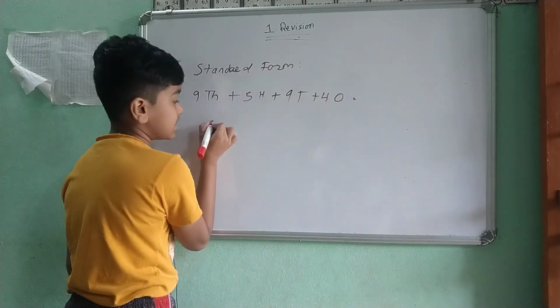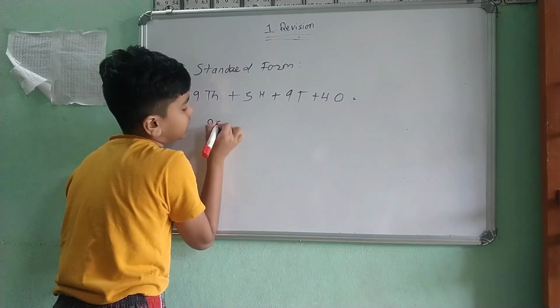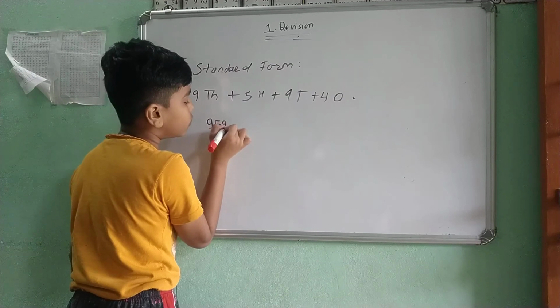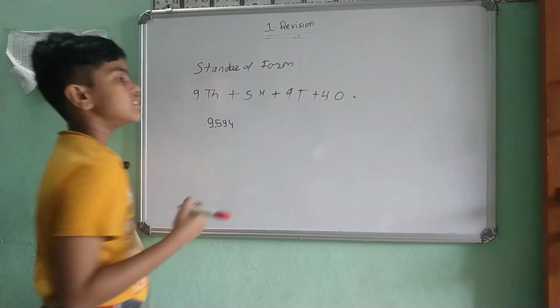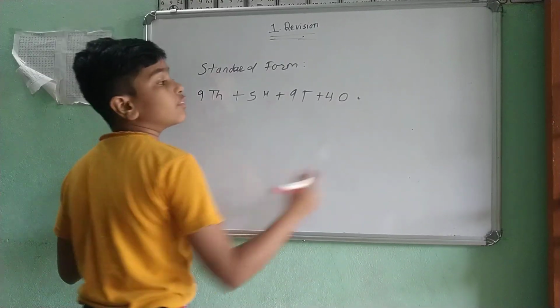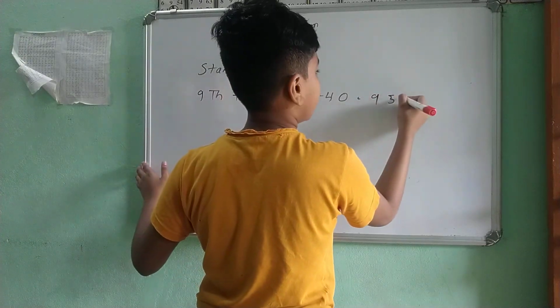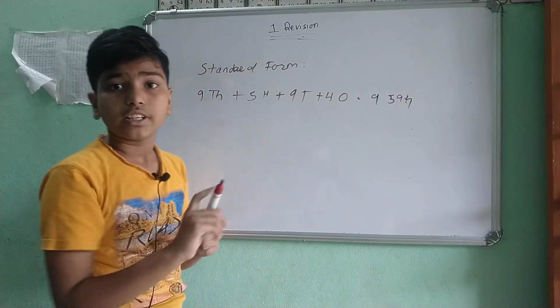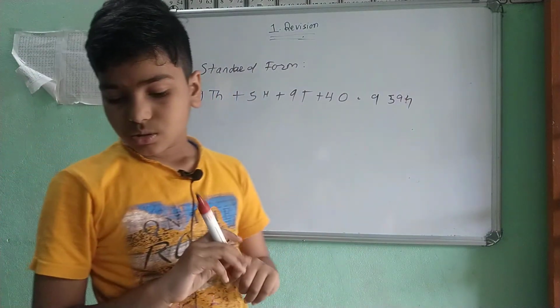Standard form means writing the whole number like this: 9,594. This is how you write the standard form of a number. 9,594. Now let's go to the second question.